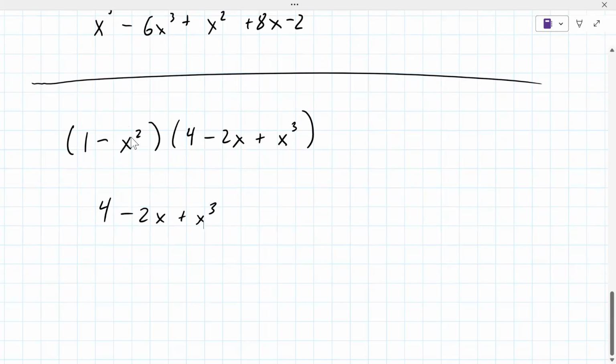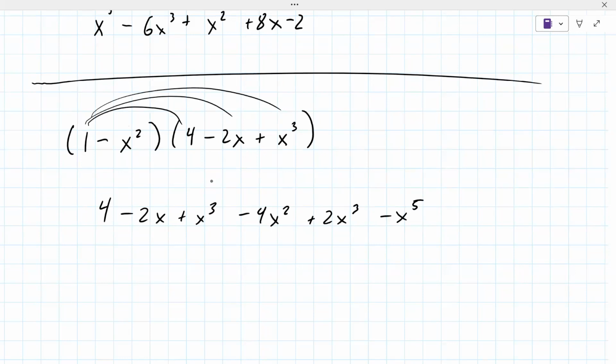So now minus x squared times 4 is minus 4x squared. Minus x squared times minus 2x is plus 2x cubed. Minus x squared times x cubed is minus x to the fifth. I think I missed that last part, but that's fine. All right. So that's why some students draw the rainbow to make sure they get them all.